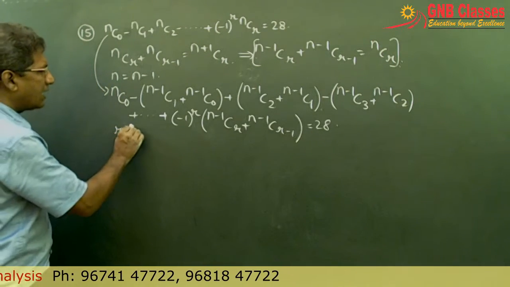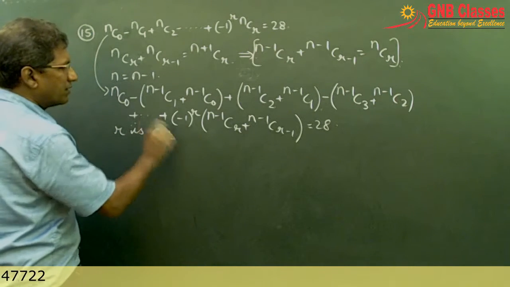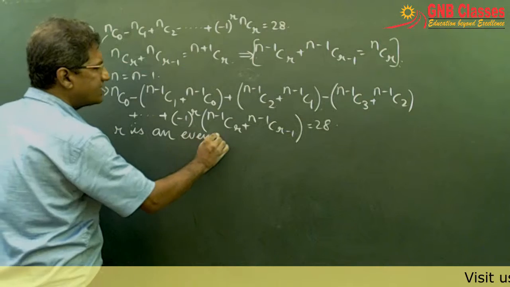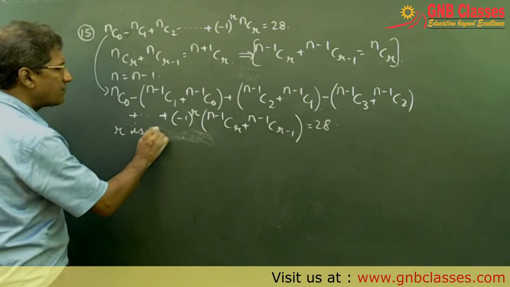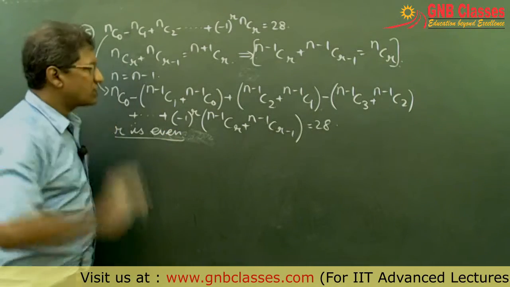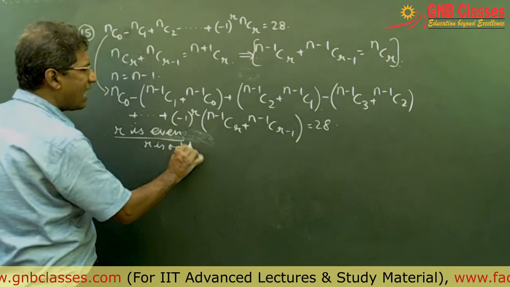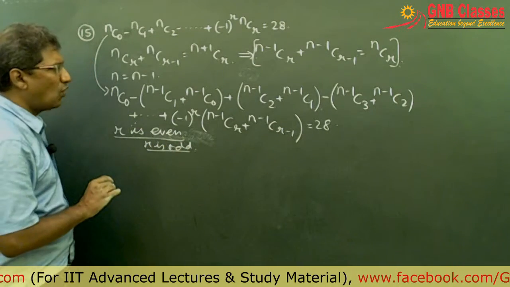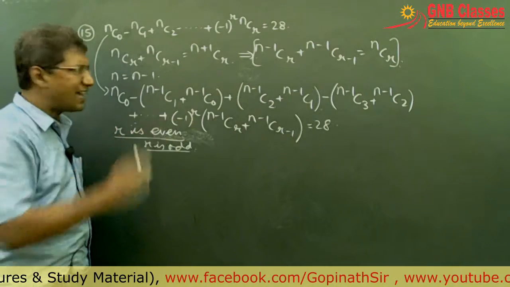Now you observe carefully. Here r is an even number. Can you tell me why? Because let us say that r is odd. If r is odd, that means it can be either 1, 3, 5, something like that.